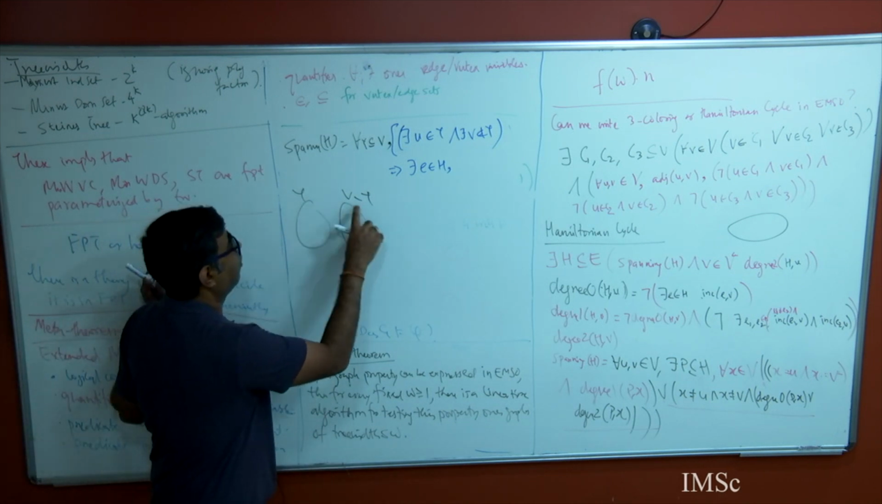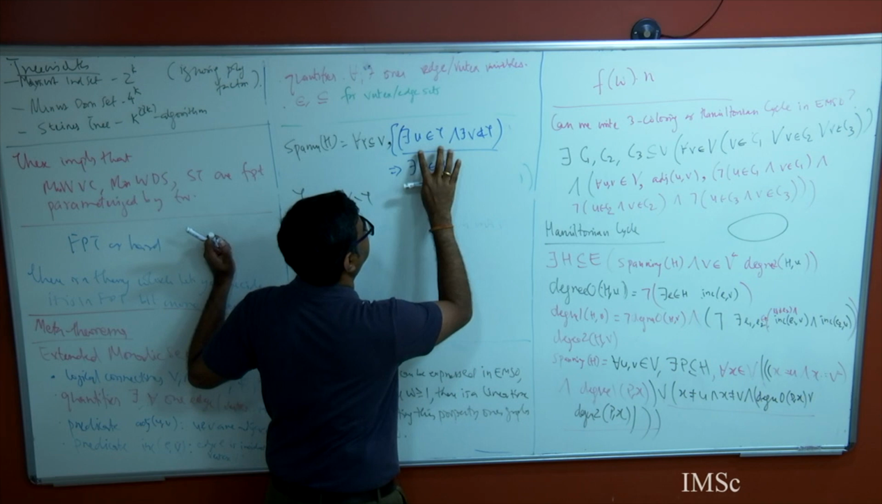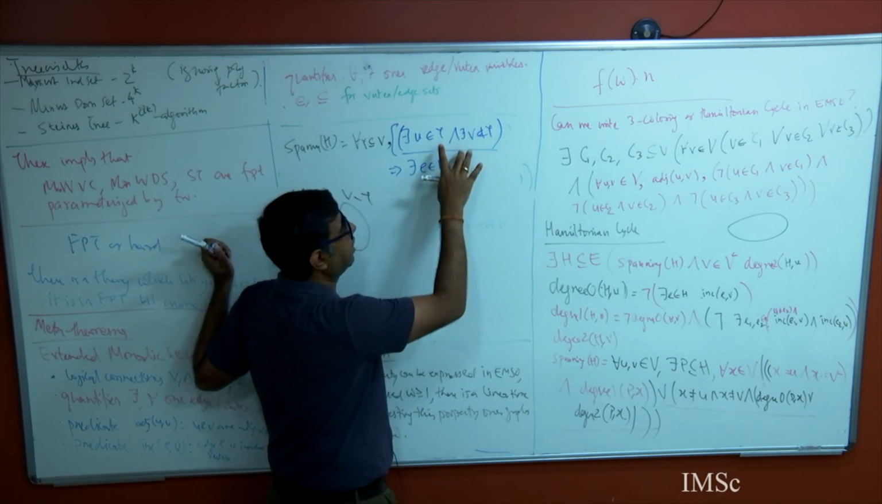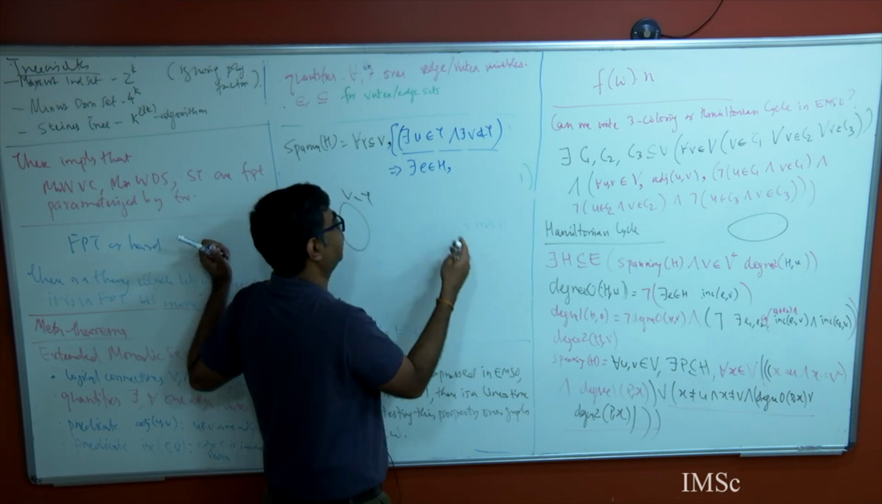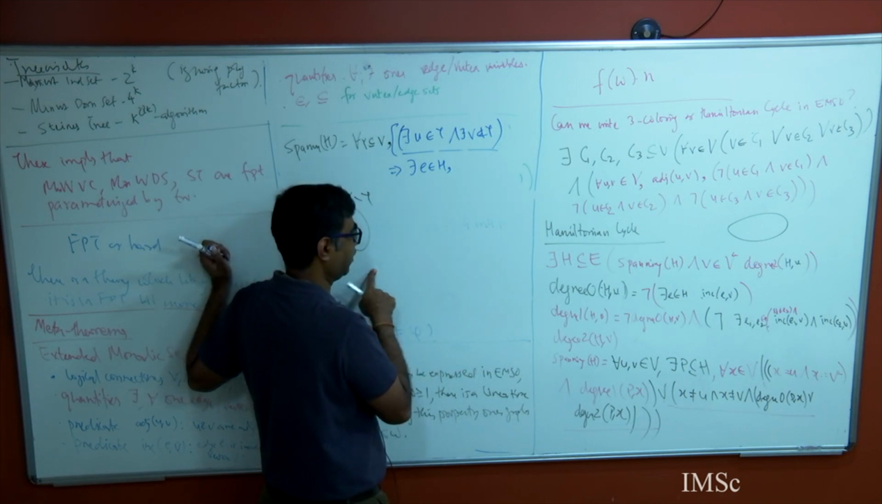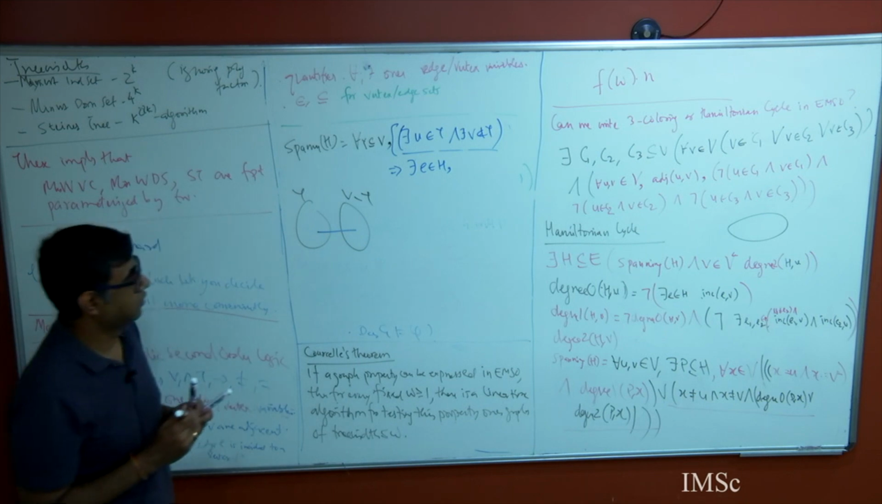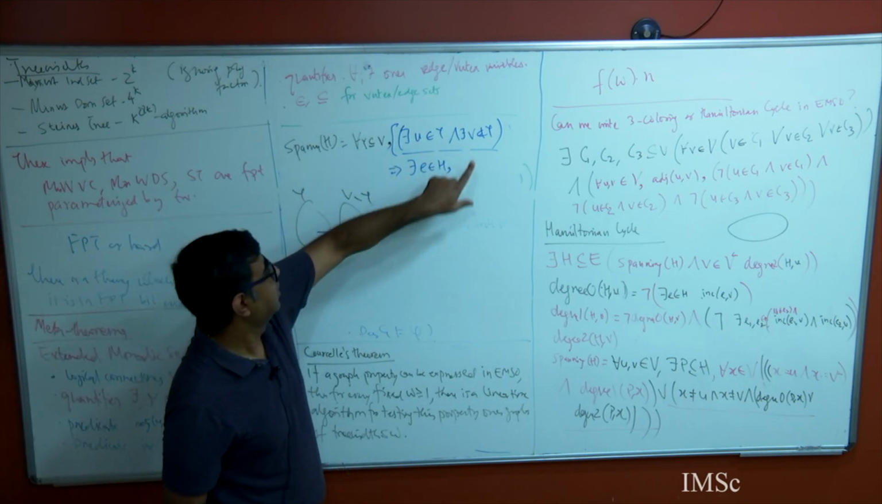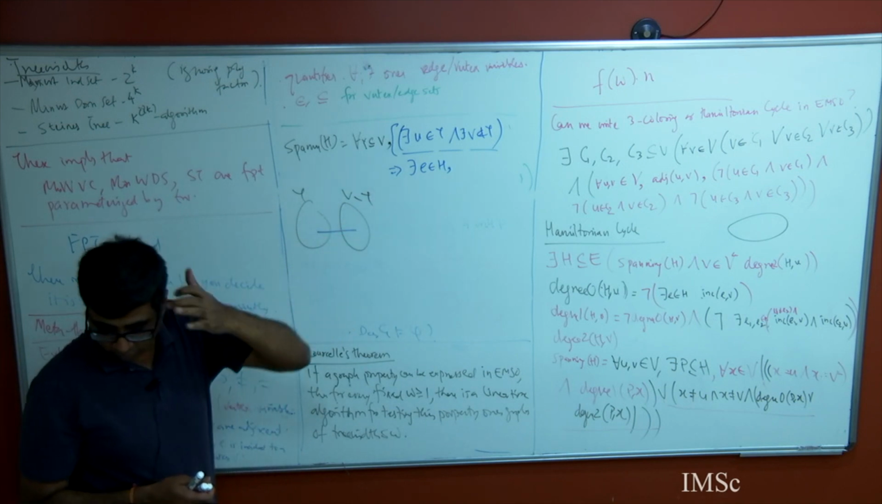Look, this just tells you that this partition is non-trivial. That's all that it says. And if I have a non-trivial partition, then I want to say there exists an edge which has one endpoint here and one endpoint here. This is what I want to say, right? So if I have a non-trivial partition, then there exists E in H.